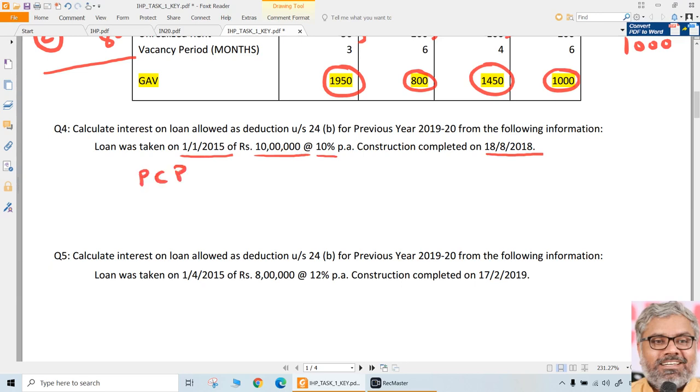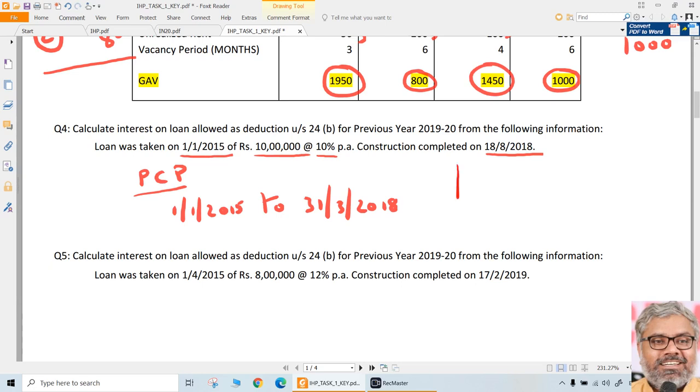Pre-construction period first we have to calculate. When would that start? Naturally, when the loan is taken. 1/1/2015 to the 31st March preceding the year of completion of construction. That means 31st March 2018. That is the pre-construction period.